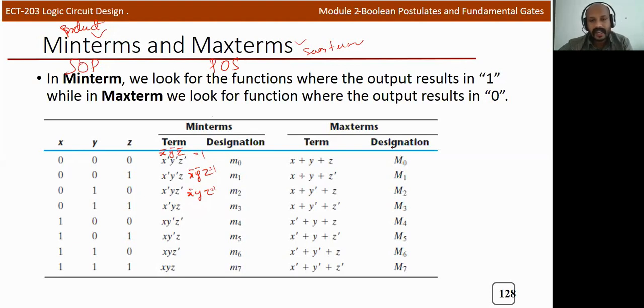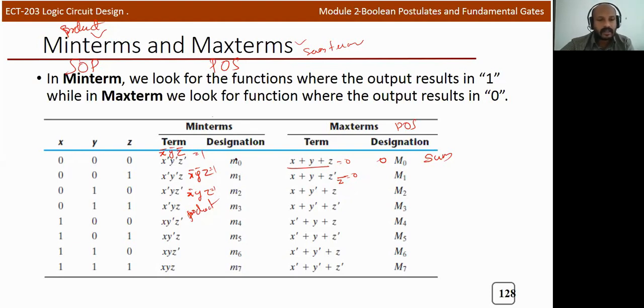The max term, on the other side, represents the POS form, so that is actually the sum term. Sorry, this one is a product term and this one is a sum term. And here we need the function value to be equal to 0. When the input is 0 0 0, the function value is 0 when you write this particular sum term, x plus y plus z, because x is equal to 0, y is equal to 0, z is equal to 0. And the second term 0 0 1 should result in 0 by writing the sum term x plus y plus z bar. For this particular expression you will get 0.